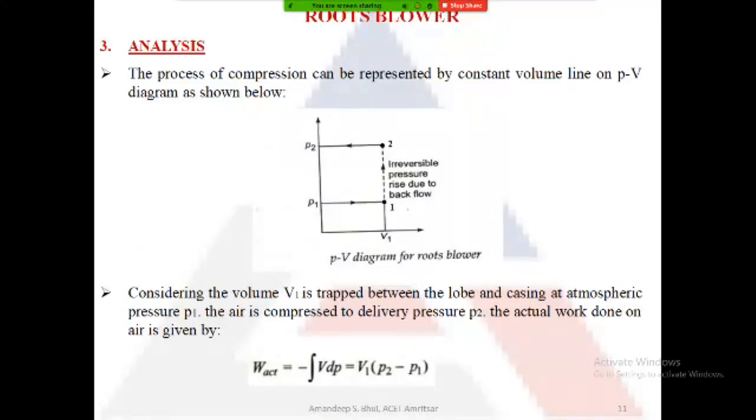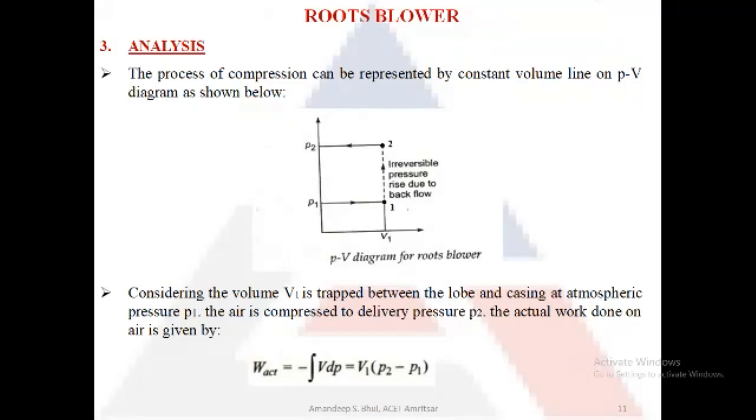Next, we will look into the analysis part. Now the process of compression can be represented by a constant volume line. Because when the backflow of air is taking place, the compression of air is taking place. In this roots blower, we are not actually reducing the volume of air, so the compression of air is taking place at constant volume.